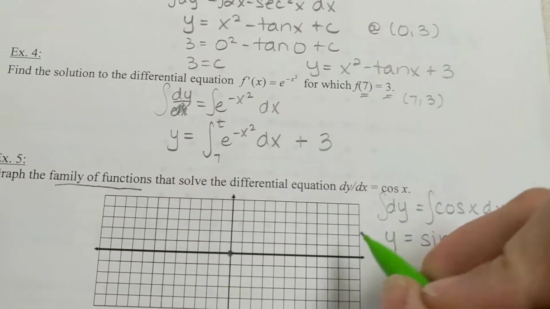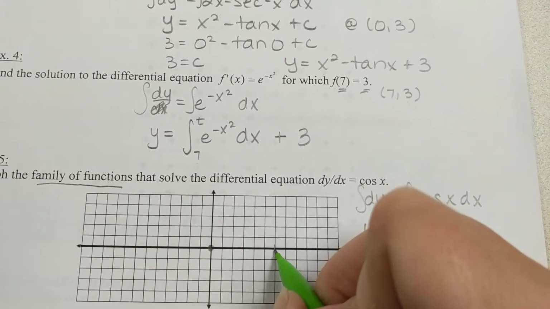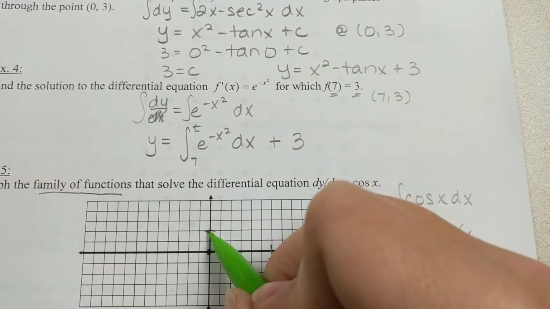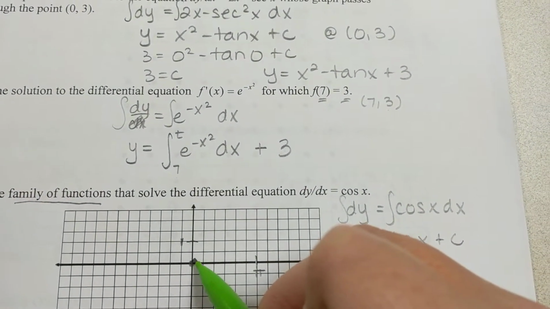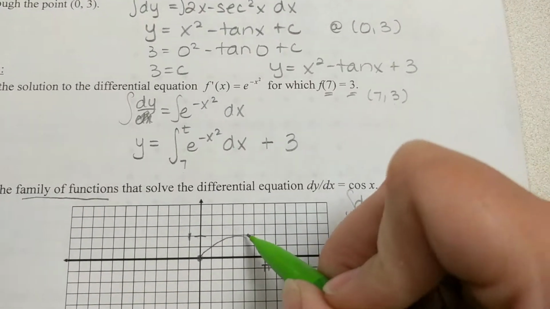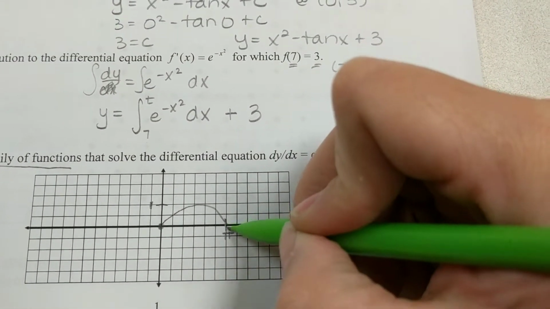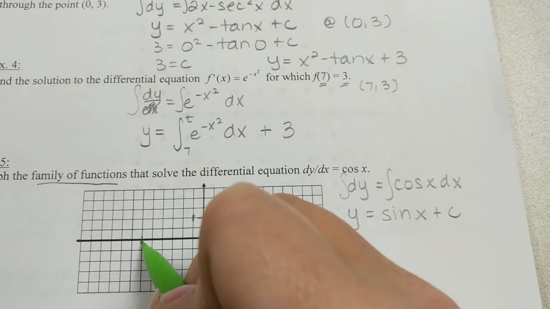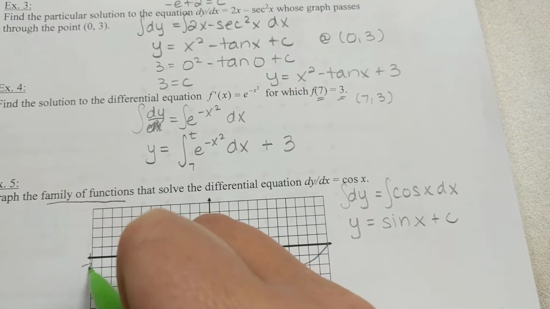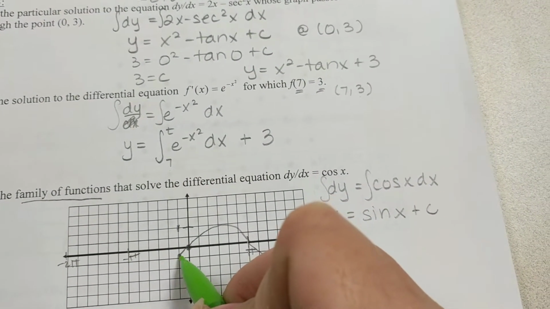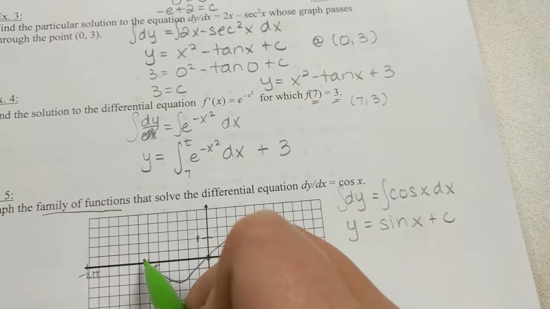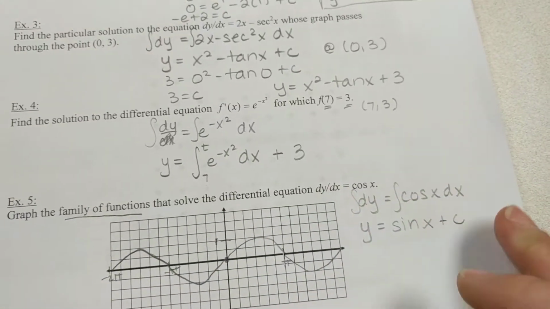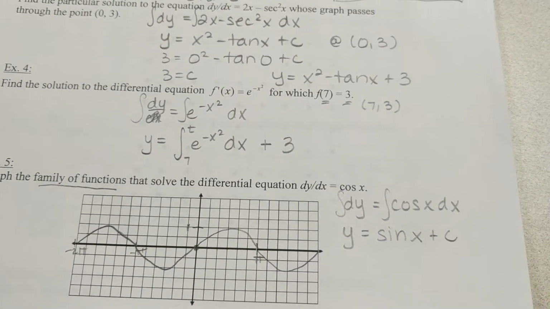So my favorite graph of sine of x plus c is sine of x plus 0, which would start here. And I'm going to just pretend this is 2 pi. So here would be pi. And I'm going to say this is 1, and then negative 1. So we'll say negative pi is over here and negative 2 pi. All right, so there's sine of x plus 0.